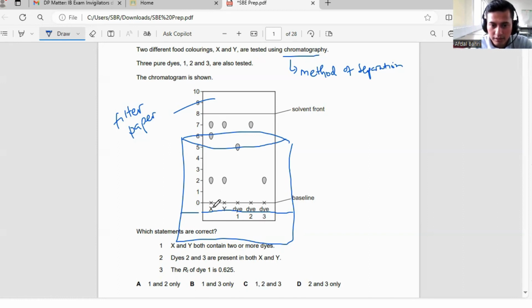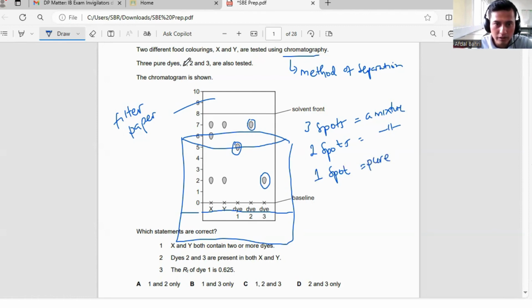For example, here, substance X, because we see there are three spots, it indicates it is a mixture. And substance Y has two spots, so it is also a mixture. However, if there is only one spot like this, dye 3, dye 1, and dye 2, it indicates it is pure. So if it is only one spot, it is a pure substance. And that's why dye 1, dye 2, dye 3 are also tested, because they are the reference. We will compare to dye 1, dye 2, and dye 3.